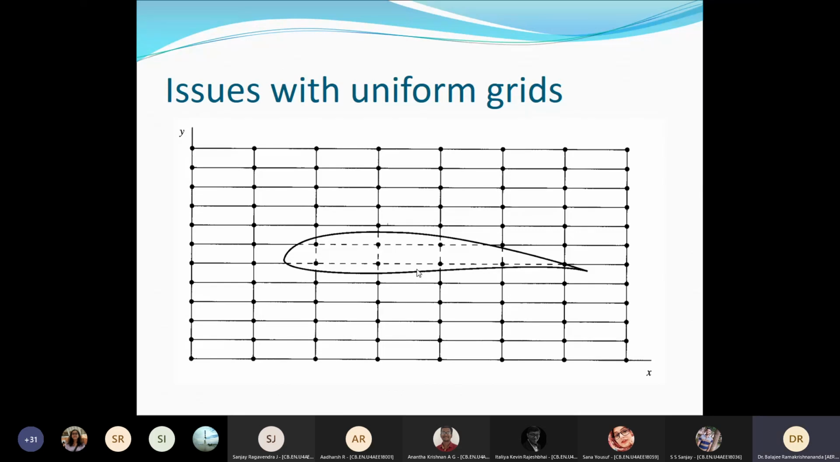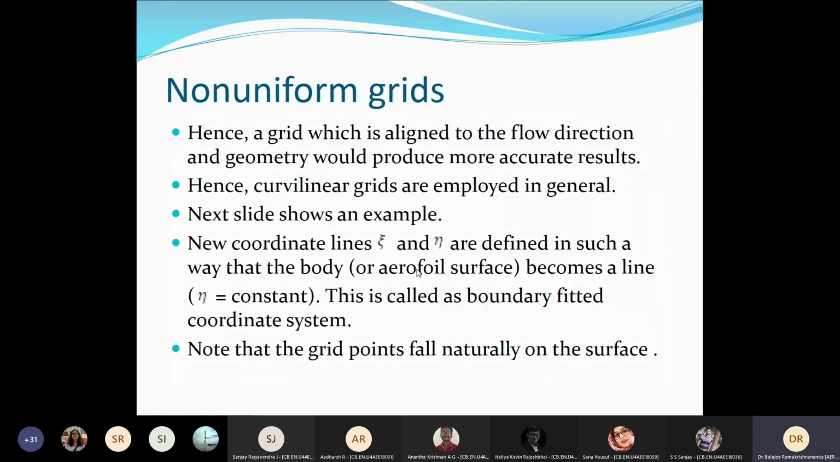This is a main issue with uniform grids. So we are forced to choose a non-uniform grid. A grid which is aligned to the flow direction and geometry would produce more accurate results. So in general, curvilinear grids are employed except in very special cases where the rectangular grid will make more sense.